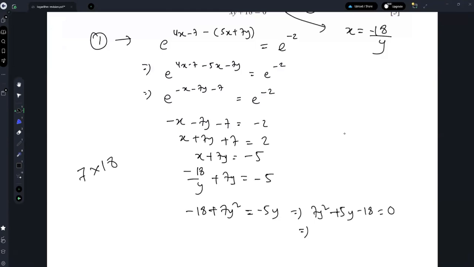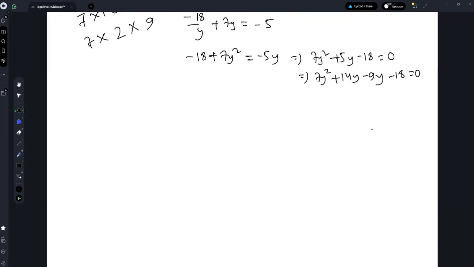However, from here, we need to get 5, right? So I need to check a bit. Just a second. So I get 2 and 9 here. That's not the way. 16 minus 2, no. 14 minus 9, yeah. So I can do 7y squared plus 14y minus 9y minus 18 equals 0.